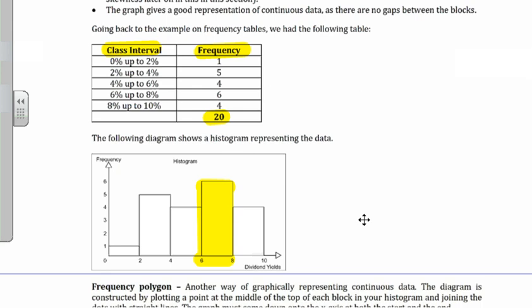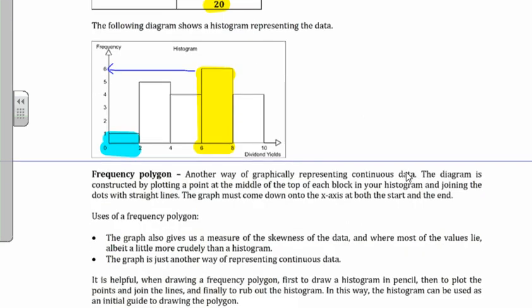And its frequency over there, you can see, corresponds to 6. So a histogram lets you see things very easily, very quickly. And again, over here, you would probably conclude as well, not much happening there between the 0 to 2% level of div yield. That makes sense.